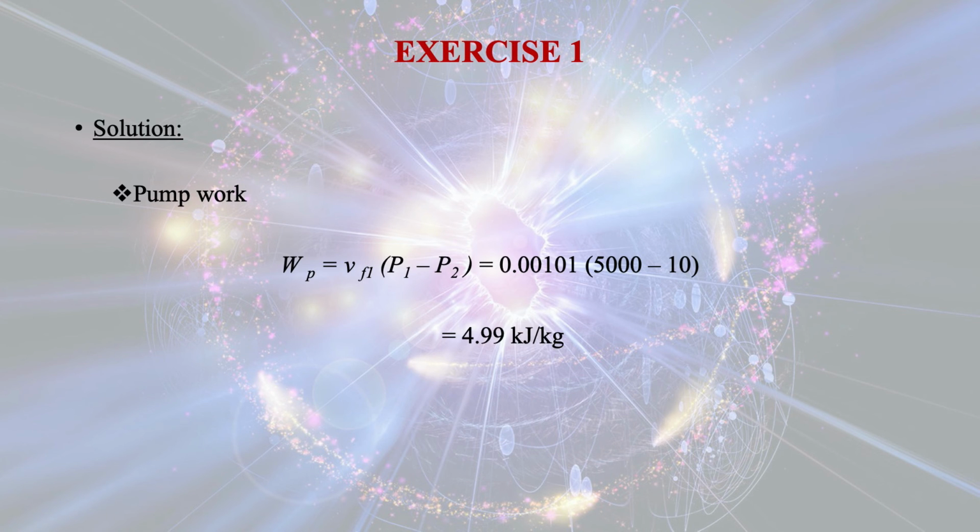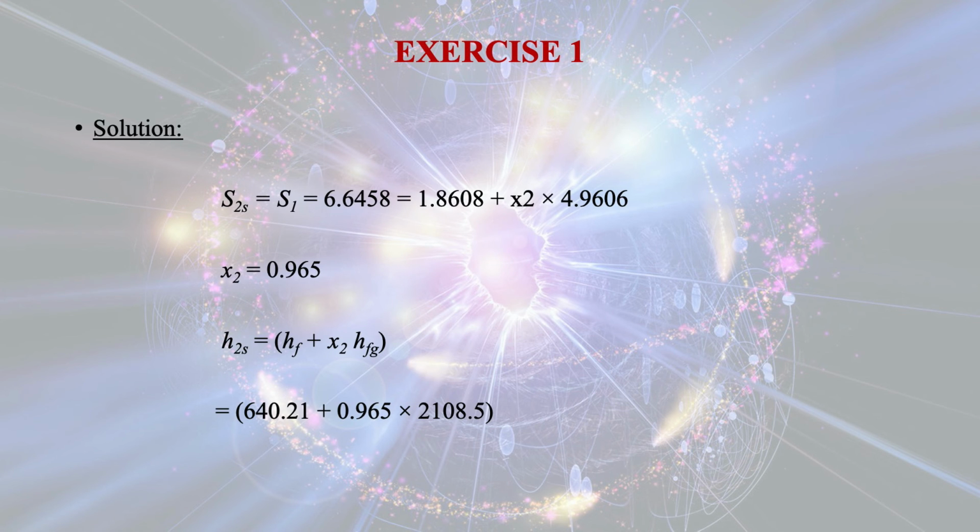So WP is the pump work, that is V at the entry point of the pump multiplied by P1 minus P2, that comes out to be 4.91 kilojoule per kg. So for this case, the pump work WP is equal to 4.99 kilojoule per kg. Now S2S is equal to S1. So from here we can calculate the quality of steam at point 2S. So X2 is equal to 0.965.